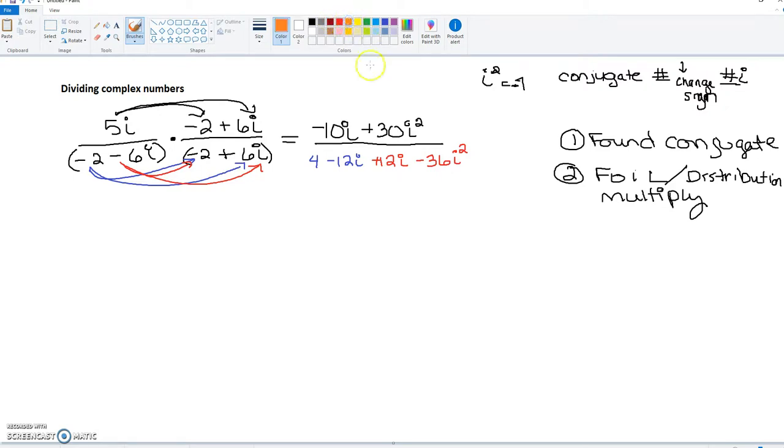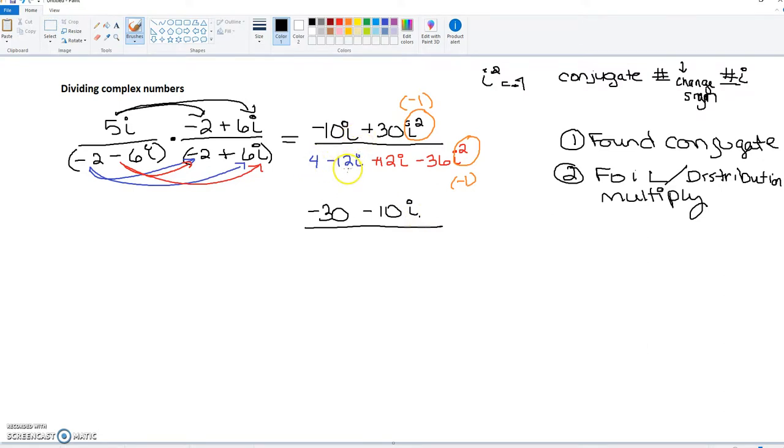Now that we're at this step, one of the things we've got to remember is we've got these i squareds, and they really are -1s. I'm going to put them here, so that we can see that. So let's go ahead and rewrite the top. So we've got 30 times a -1 gets us a -30 minus 10i. Because remember, we need to keep it in standard form.